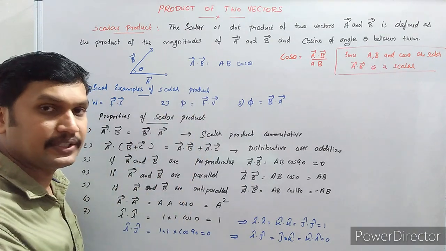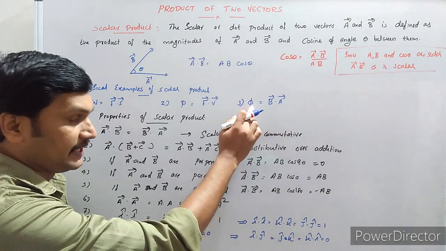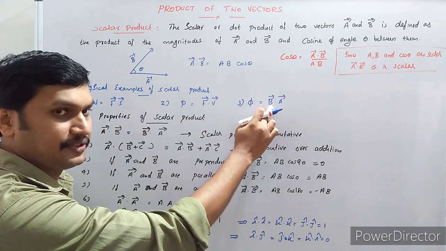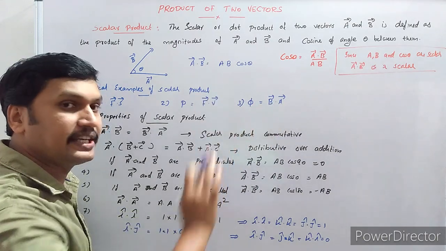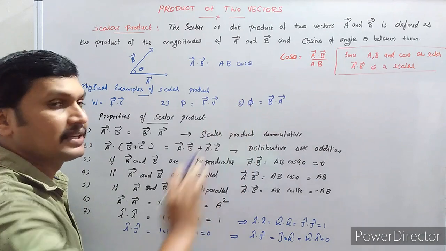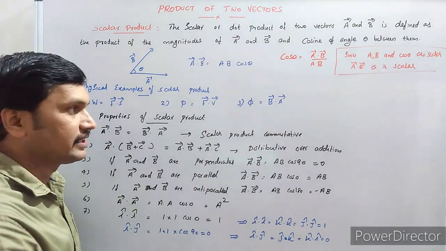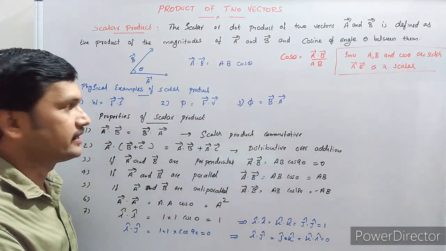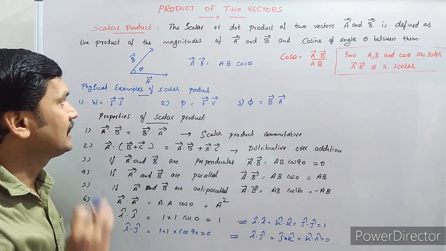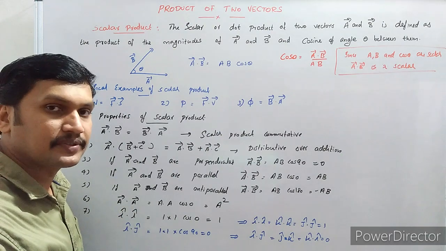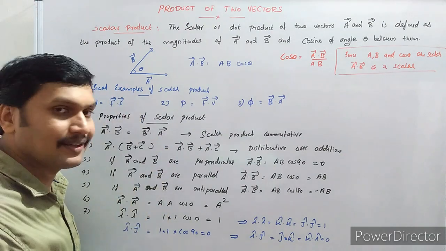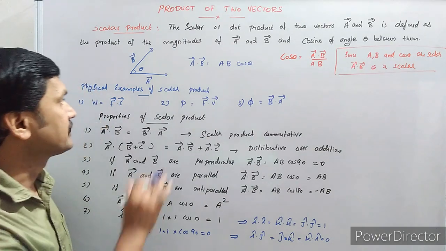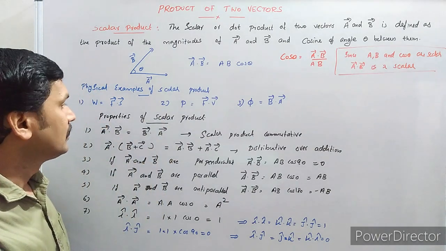Power is a scalar quantity. And phi, the magnetic flux, is equal to the magnetic field B dot A, the area vector. So flux is a scalar quantity, since B and A are vector quantities but their product is a scalar quantity. So these are some of the physical examples of scalar product of two vectors. We are multiplying two vectors, but the resultant is a scalar quantity. Dot product or scalar product of vectors.